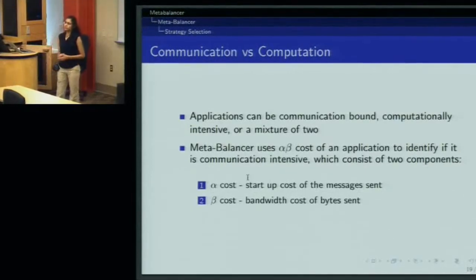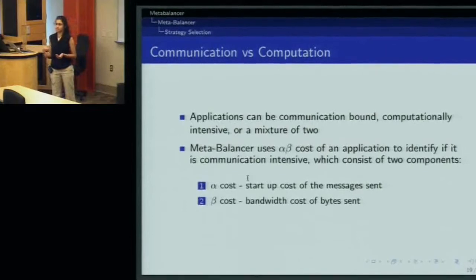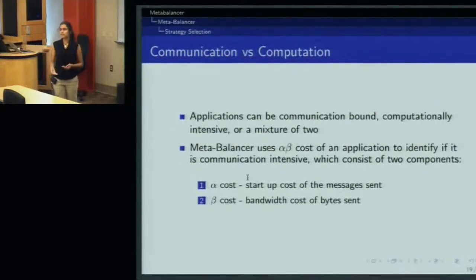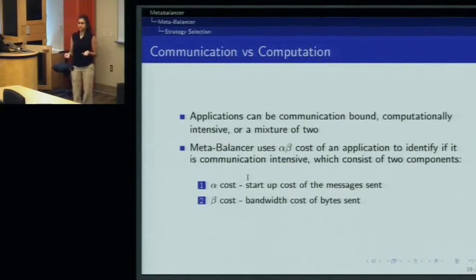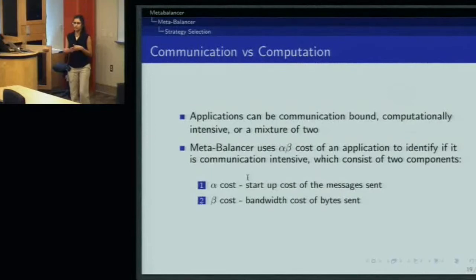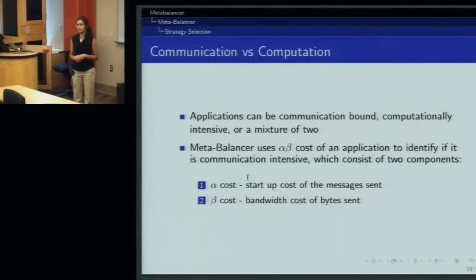So once it notices the alpha beta cost is considerable, for example, at least 10% of the total load, it is an indication that this application is communication bound. So it kicks in strategies which are communication aware. For example, in Charm++, we have different kinds of load balancing strategy. For communication aware, we have Metis, Scotch, and Zoltan LB. For load imbalance, we have a variety of them, greedy, refine, etc. being a few of them.